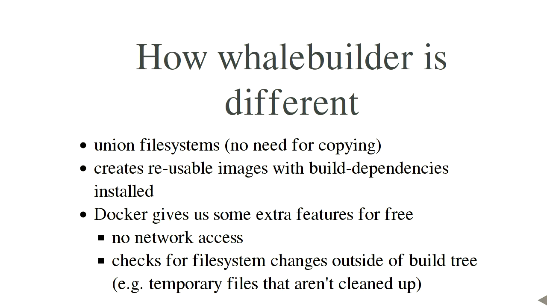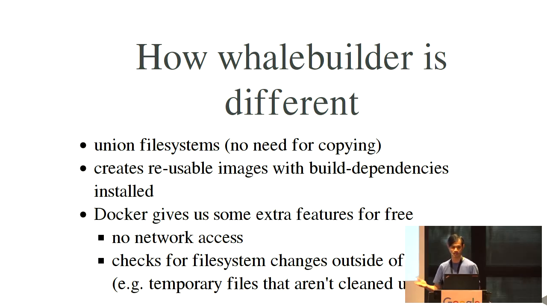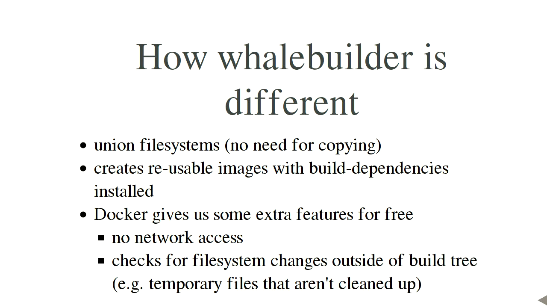So whalebuilder is different because it uses Docker, and Docker uses union file systems. I'll talk about this a bit later. But basically, it means that you don't need to copy stuff. There's support in the kernel for union file systems, where you basically say, I want this to be my base directory, and I'm going to write stuff on top of it, but it's not going to touch the base directory. It's going to write it into some other location. So you can use that same base directory over and over without copying and without changing it.